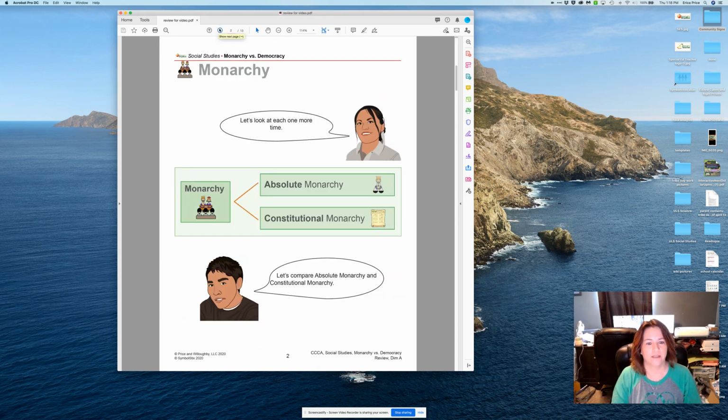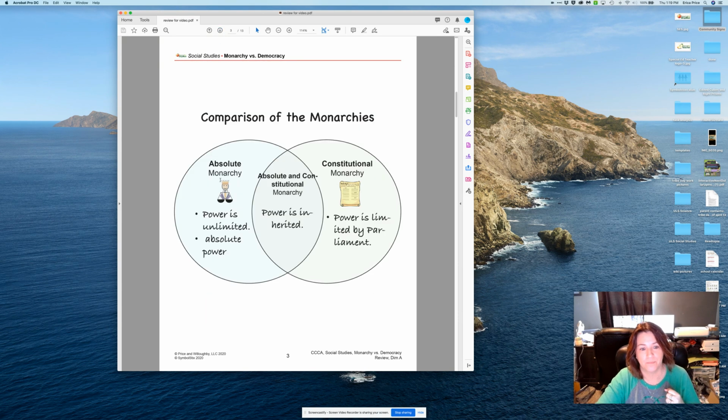So here we have Sarah at the top telling us that we're going to look at each one more time. So we have monarchy, we have our absolute monarchy, we have our constitutional monarchy. We've gone over those, but we're going to look at them again just to make sure we're clear. Tony's telling us down here that we need to compare our absolute monarchy and our constitutional monarchy. So let's do that real quick. The absolute monarchy, it's typically just one person, a king or a queen. The power for an absolute monarchy is unlimited. It's absolute power, as it's showing right here.